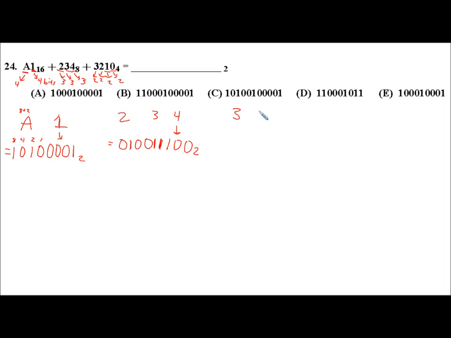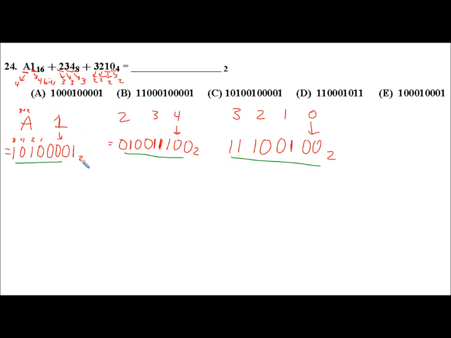One last one, 3, 2, 1, 0. We want to make these 2 bits each because we're in base 4. So 0 is just 0, 0. 1 is 0, 1 in binary. 2 is 1, 0. And then 3 would be 1, 1. So our goal is now to add these 3 numbers in binary, and that will give us our answer.